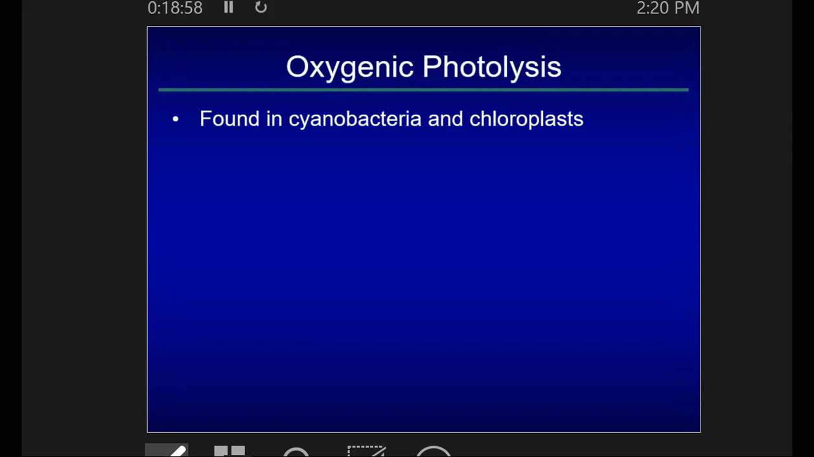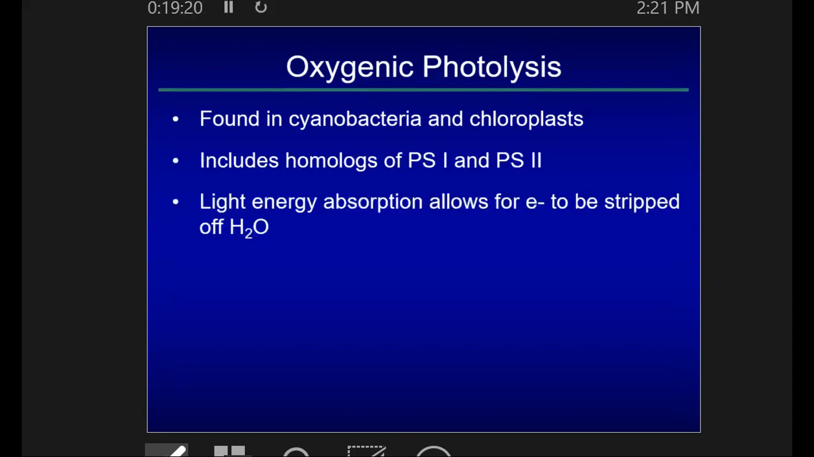Oxygenic means creation of oxygen, and the only reason we say that is because water is being used as the ultimate electron source. Once you strip that water molecule of electrons, you're going to eventually get oxygen. Cyanobacteria were the first to do this, before the plants. First cyanobacteria were on the earth, and they did a ton of this before plants even could show up.